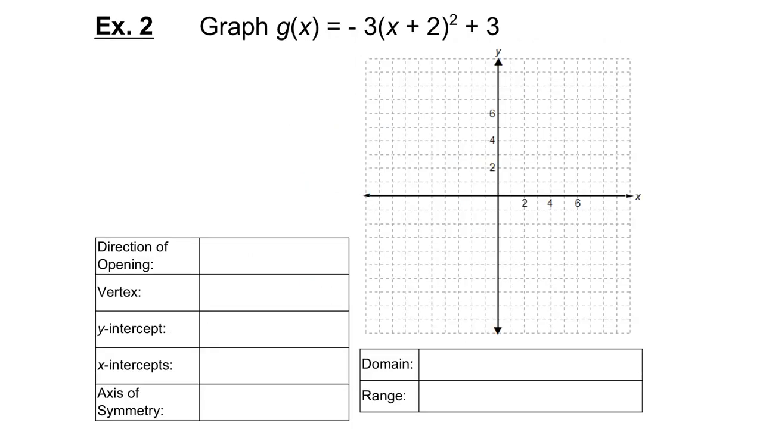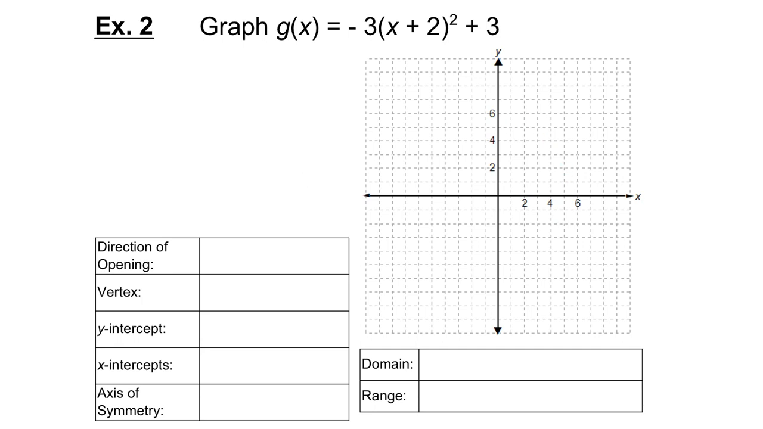In this example, we're going to graph the function -3 times (x + 2) squared + 3. Now, we have done a little bit of practice with this already in the course. You need to figure out what your parent function is, figure out what all the transformations are, and then you can plot that on the grid.